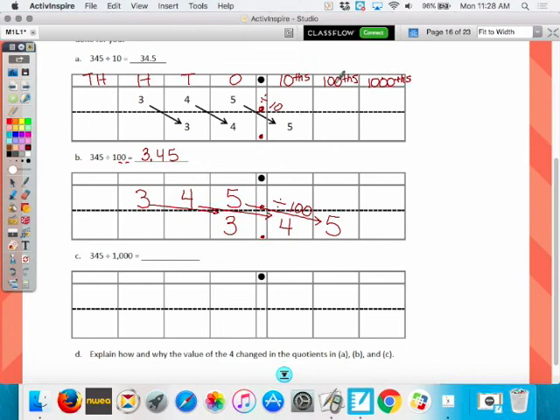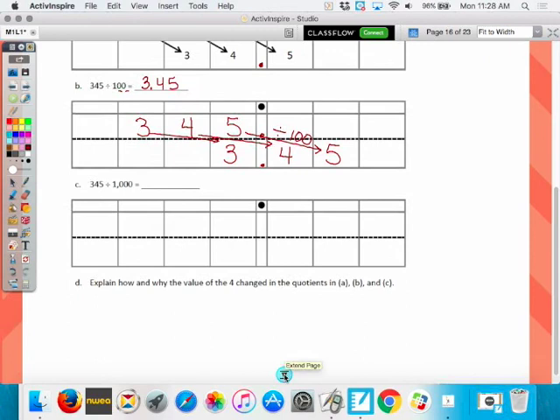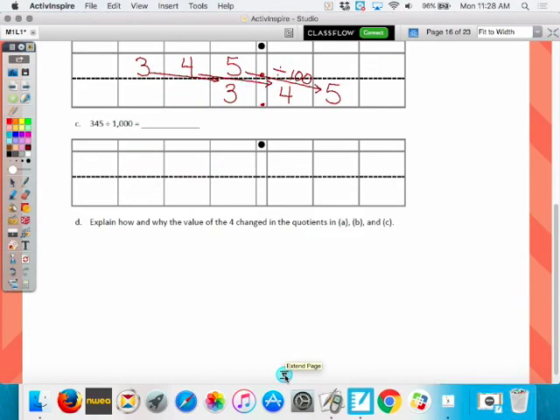All right, the next one. I bet you're ready to do this on your own, aren't you? Don't worry, it's coming. Okay, so 345. And what are we dividing by? 1,000. Watch my pen. 1, 2, 3. Move it down. What do I write on the arrow? Divided by 1,000. Very good.